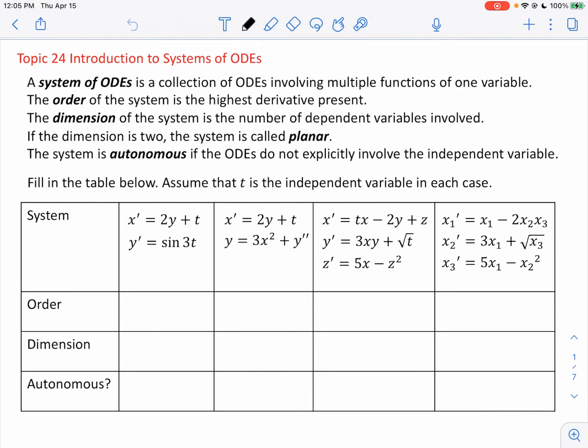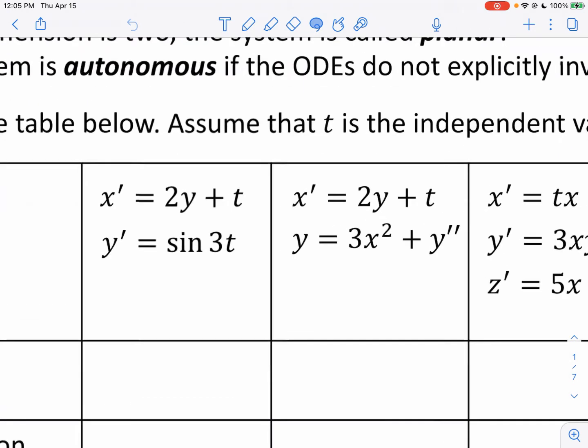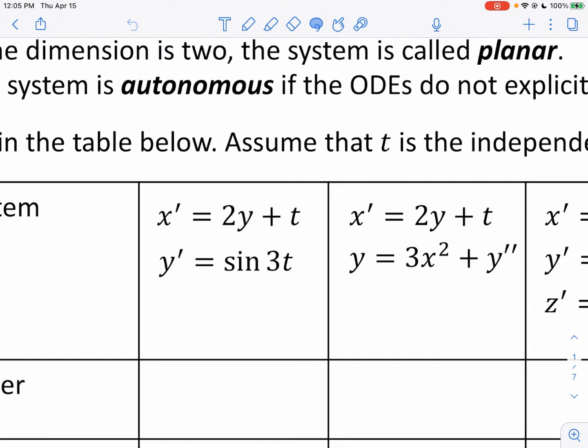So our first system has two equations. First equation is x prime, and we're assuming that means x prime of t, is equal to 2y plus t. Now y and x are the two dependent variables involved in the system. They're the two functions of t, and t is the independent variable. The second equation is y prime is equal to sine 3t.